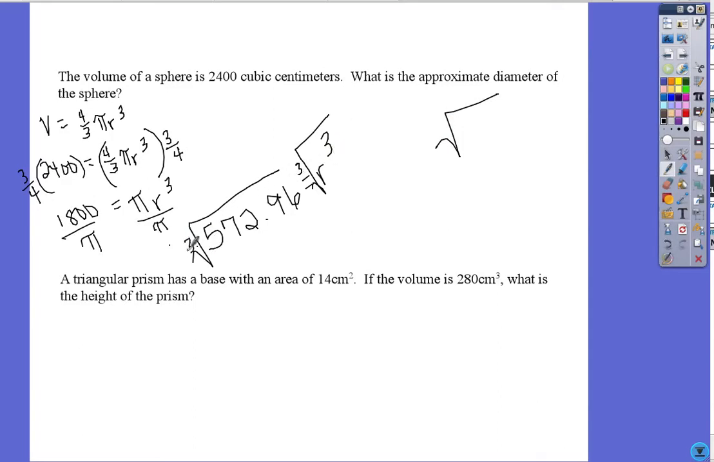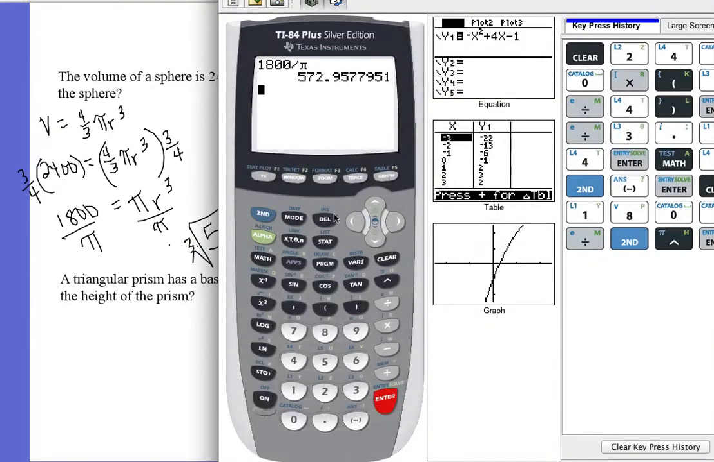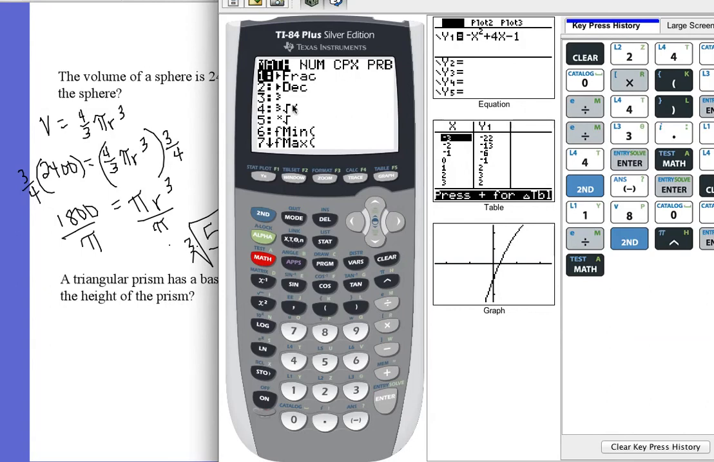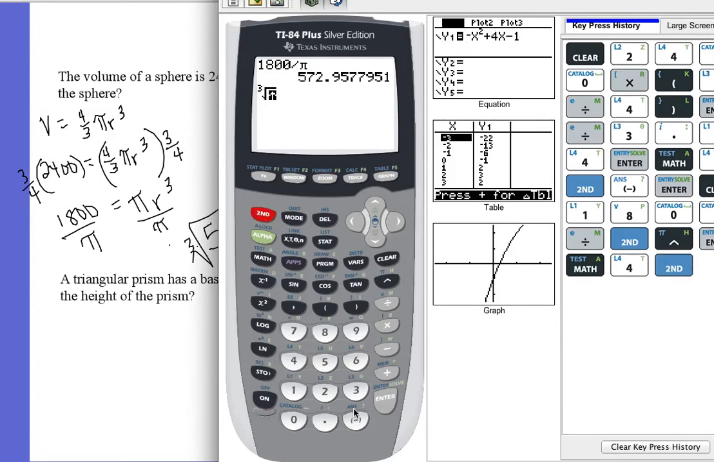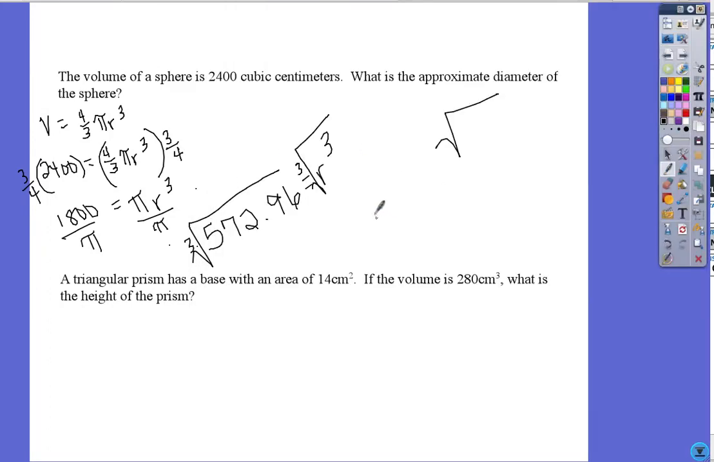So we're going to do the cube root of 572.96, and I'll show you how to do that on your calculator. You go to Math, and here option 4 is your cube root option, so I'm going to do 4, and instead of retyping all this, I'm going to do second, and then this equal key. That's going to repeat whatever answer I had above. Enter, so I have about 8.3. So r is about 8.3 centimeters.